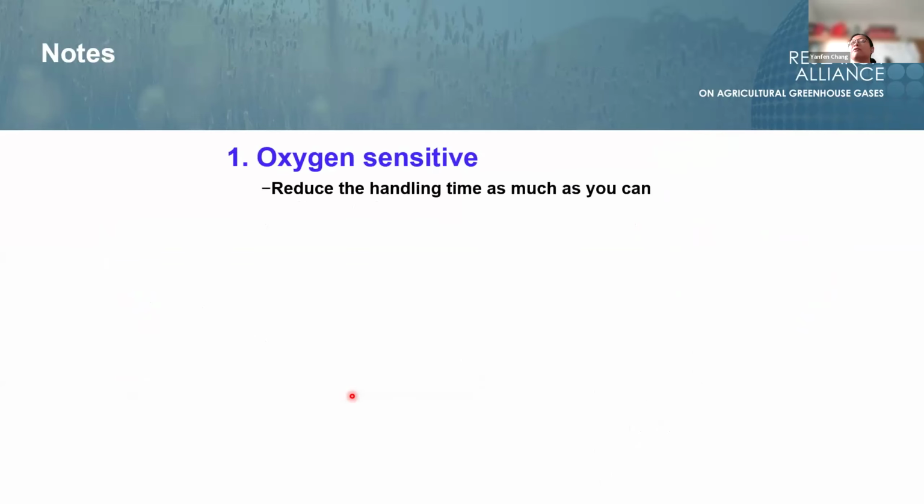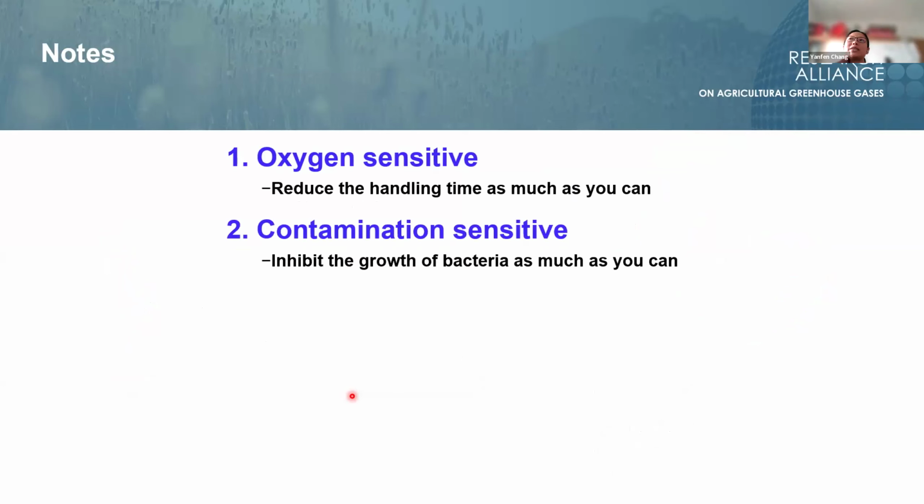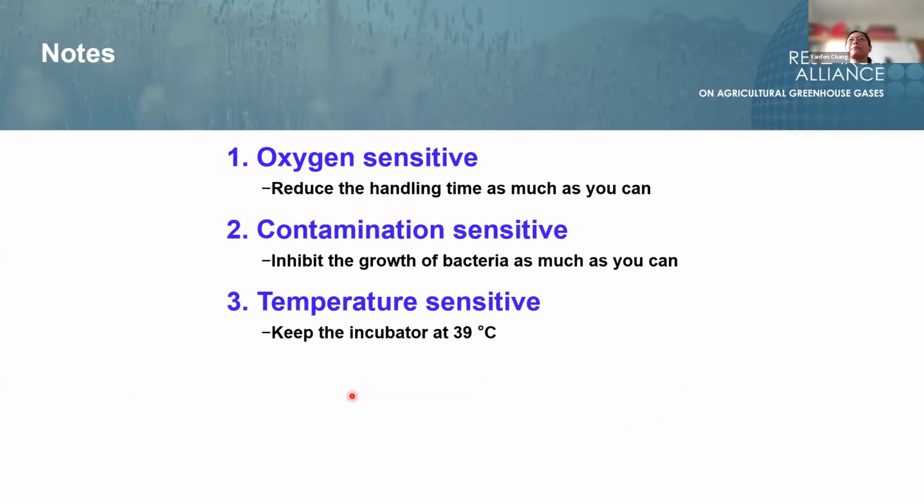And the notes for fungal isolation: the fungi are very sensitive to oxygen. So during the whole process of our operation, we need to reduce the handling time as much as we can. And the second one is contamination, especially by bacteria. We need to keep in mind to inhibit as many bacteria as we can. And the third one is the temperature. The anaerobic fungi are very sensitive to temperature. So be sure to keep the fungi at 39 degrees centigrade.